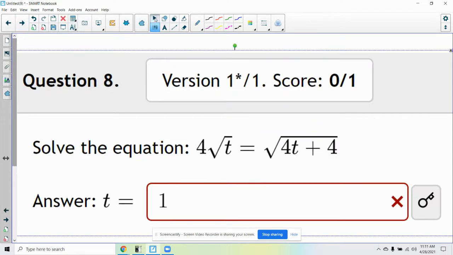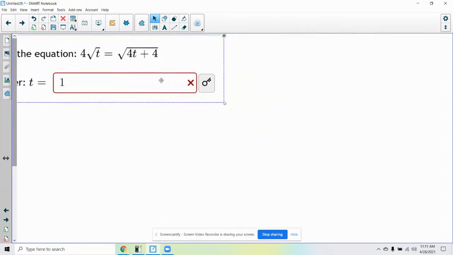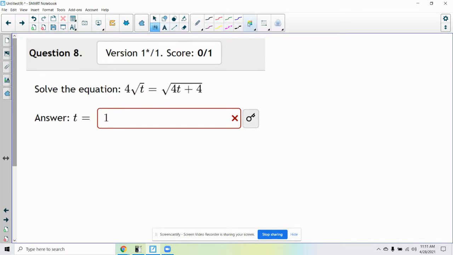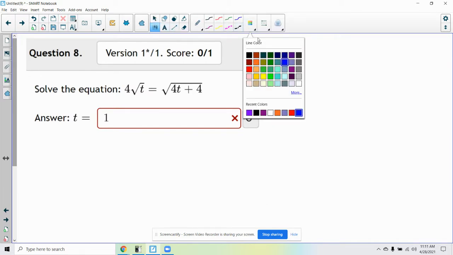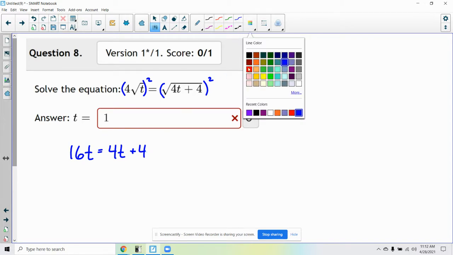The next guy, a little uglier. That's all right. We're not afraid of it. So now I have a square root on both sides. Square root on both sides, so I can undo them the same way. I'm just going to square the left and square the right. So I have 4 squared, which is 16. Square root of t squared, which is t. They undo each other. Equals square root of this squared, they undo each other. 4t plus 4. Now it's a straightforward problem.